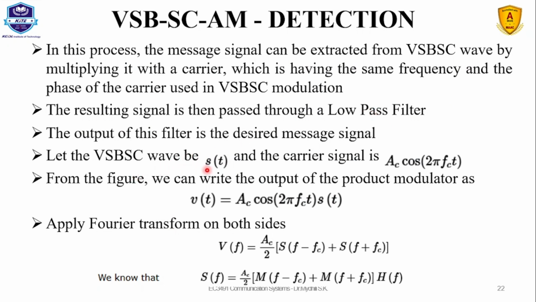Let the VSB-SC wave be represented by S of t and the carrier signal by Ac cos omega ct, or 2 pi fct. From the figure we can write the output V of t as S of t into the carrier signal, that is, Ac cos omega ct. Applying Fourier transform on both sides, in the frequency domain V of f is Ac by 2 into S of f minus fc plus S of f plus fc, in terms of upper sideband and lower sideband components. We know S of f from the previous equation: it is Ac by 2 into M of f minus fc plus M of f plus fc into H of f.